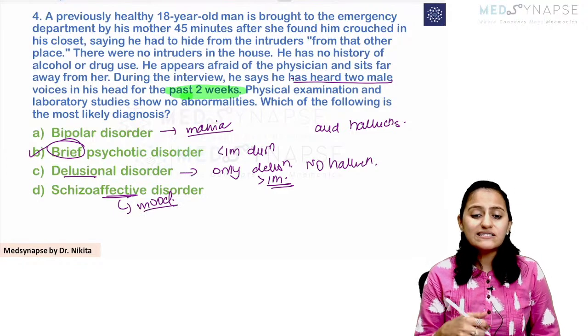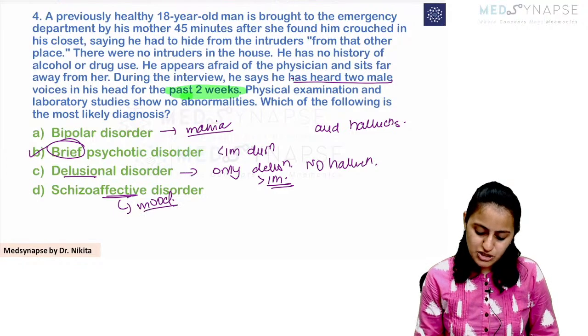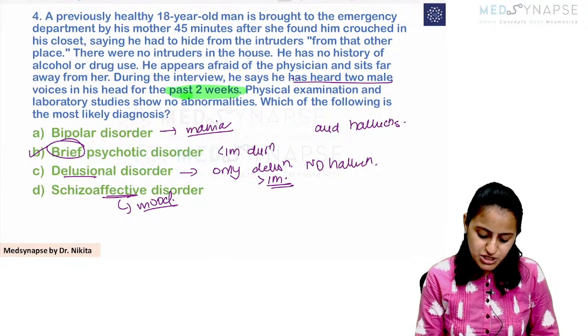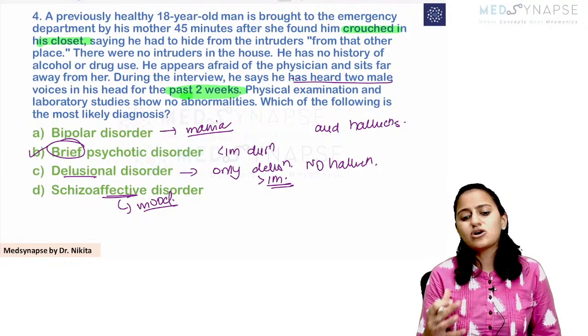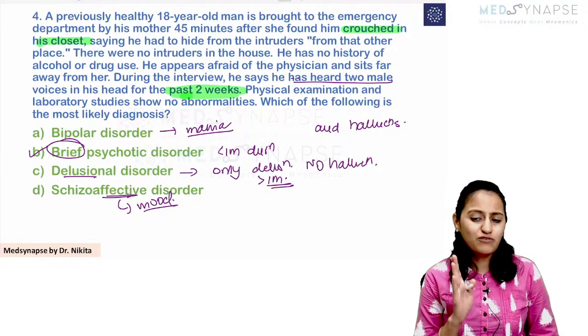So there is disorganized behavior that is mentioned here. The patient crouched in the closet even when there is no intruder. Right, so that is disorganized behavior, and auditory hallucinations for 2 weeks.